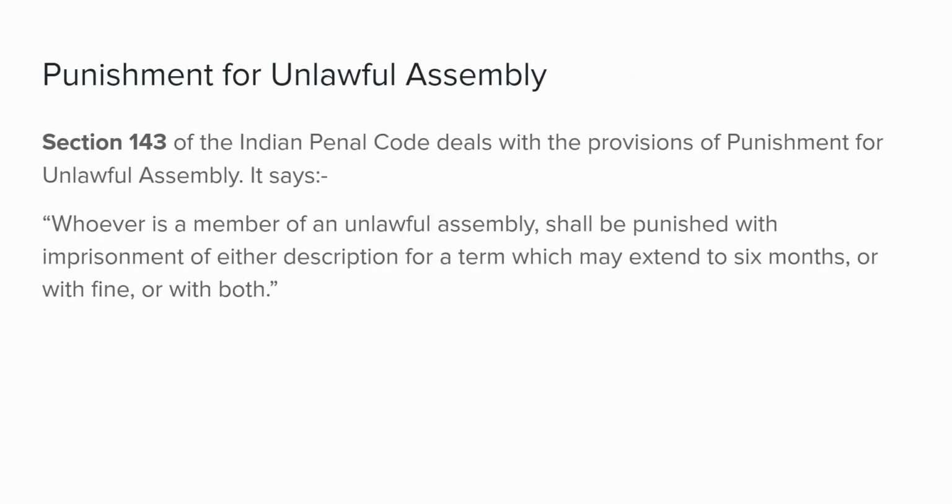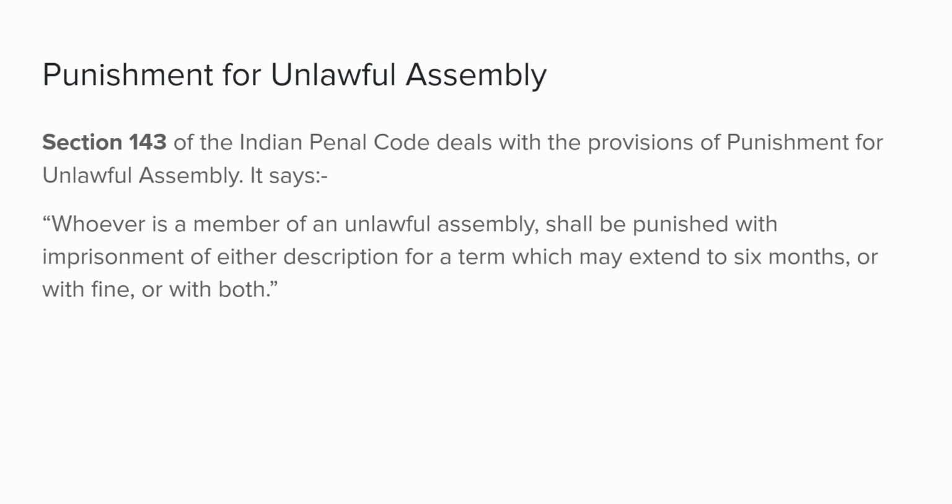Now we will come to punishment for unlawful assembly. Section 143 of the Indian Penal Code deals with the provisions of punishment for unlawful assembly. This section says, whoever is a member of an unlawful assembly shall be punished with imprisonment of either description for a term which may extend to 6 months, or with fine, or with both.